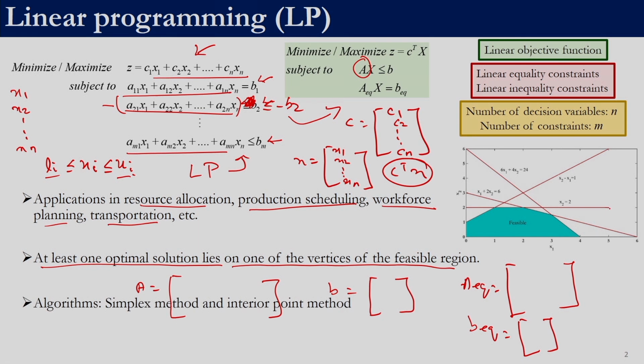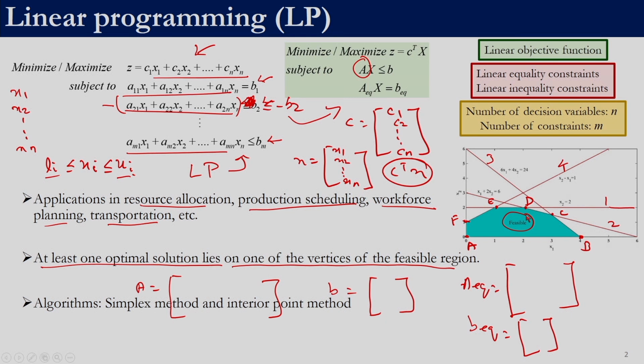So, for example, we have these constraints, constraint 1, 2, 3 and 4, and this shaded region is the feasible region. So, for this problem it is guaranteed that the optimal solution will lie either at this vertex A or at this vertex B or at this vertex C, this one or this one or this one. So, the optimal solution is guaranteed to lie at one of these vertices.